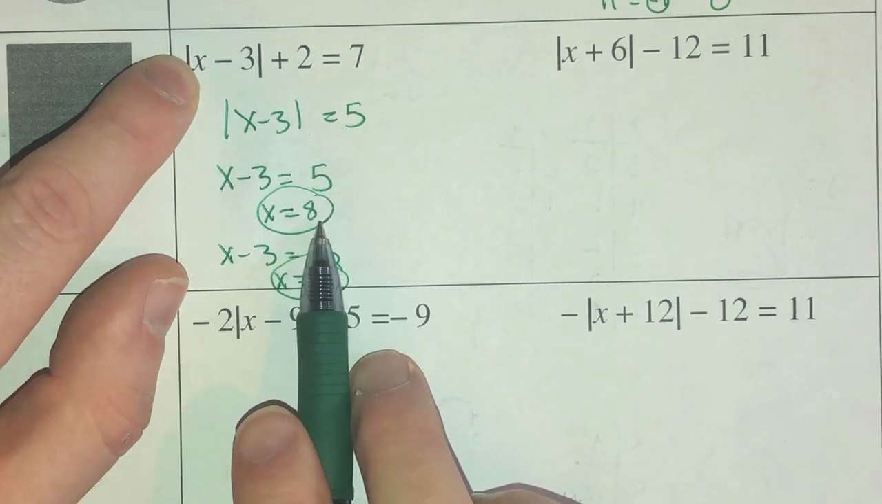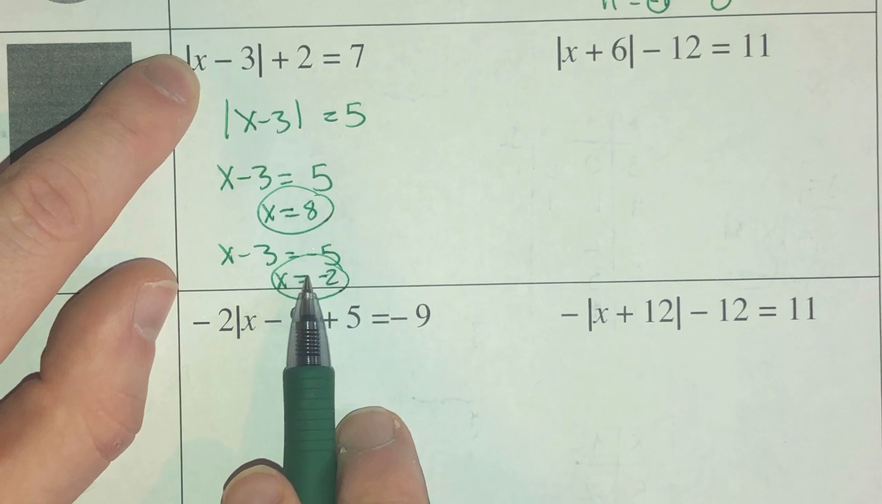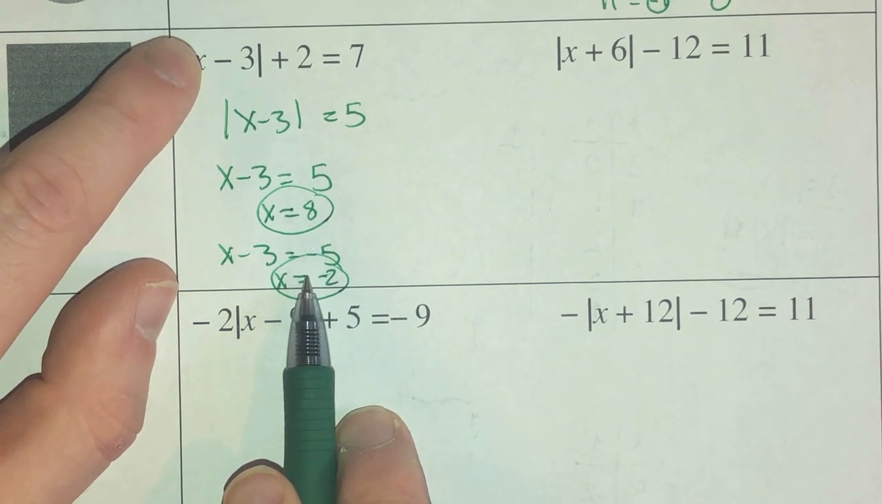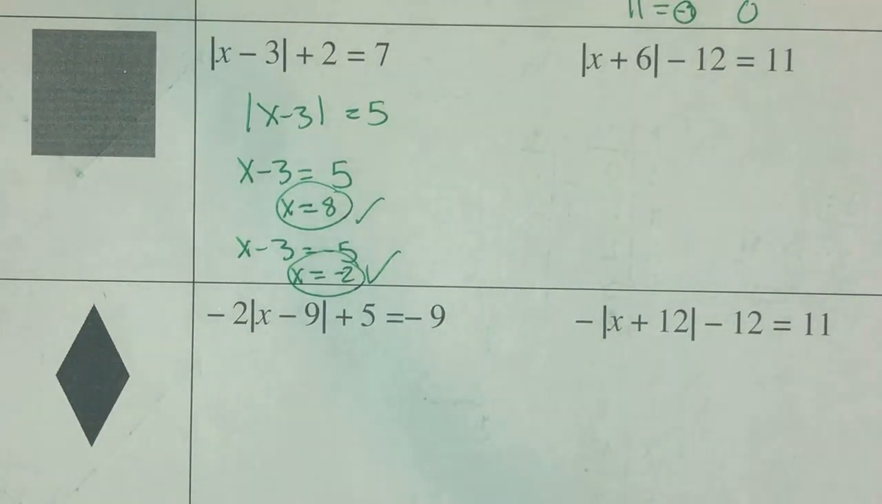8 minus 3 is 5. Absolute value of 5 is 5. 5 plus 2 is 7. Perfect. Negative 2 minus 3 is negative 5. Absolute value of negative 5 is 5. 5 plus 2 is 7. You check your work, you get it to work, you walk out of the test knowing your answer is correct.